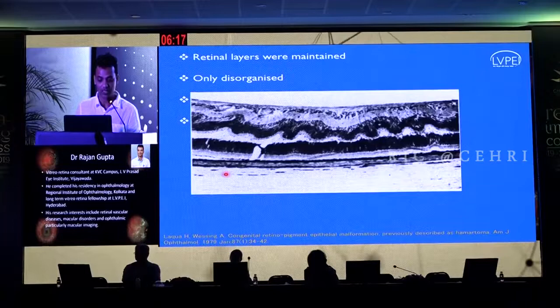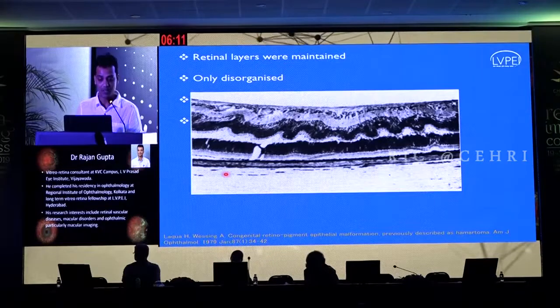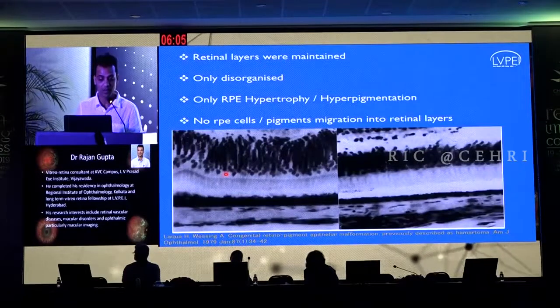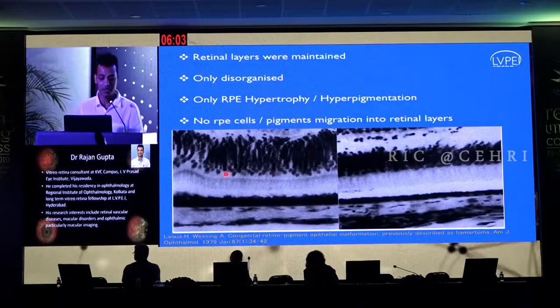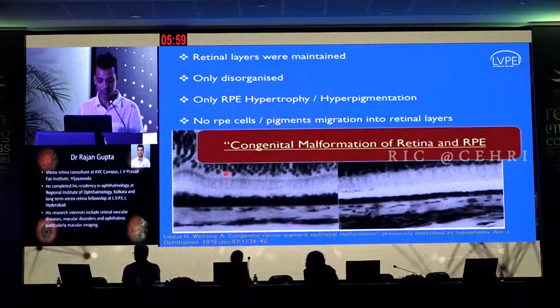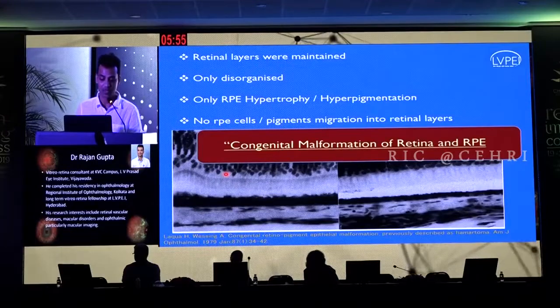histopathology of the macular lesions, which resembled the peripapillary cases, showed the retinal layers were maintained and were only disorganized. The retinal layers were discernible in the macular lesions. There was no evidence of RPE migration throughout the retinal layers, whereas there was only RPE hypertrophy or hyperpigmentation. Thereby, they termed this macular combined hamartoma rather as a congenital malformation of the retina and RPE.